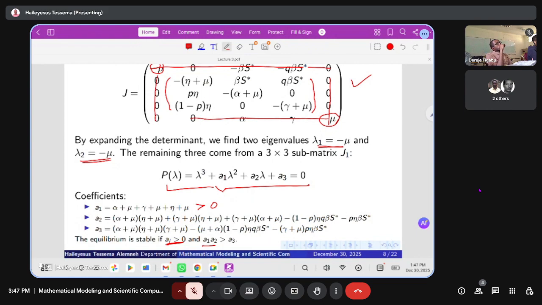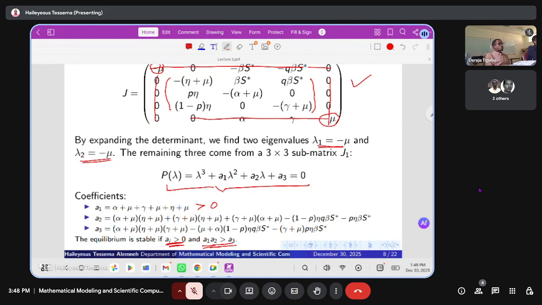So if the characteristic polynomial satisfies this condition, it means that the remaining 3 eigenvalues are negative. And if the remaining 3 eigenvalues are negative and these 2 eigenvalues are negative, then we can say that the social media free equilibrium point is locally asymptotically stable.